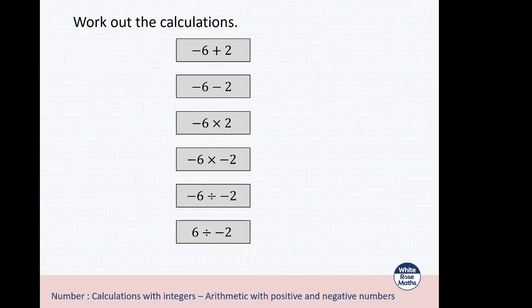Okay, we're looking at some negative numbers. Again, these are classic questions, guys, for the foundation tier. So let's give these questions a go. Negative 6 plus 2 makes negative 4. If you're adding to a negative, the number gets bigger, so it gets closer to 0. So it becomes minus 4.